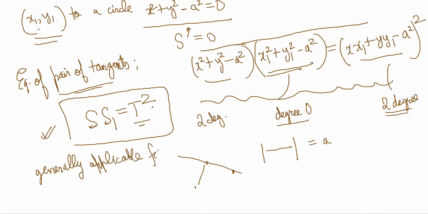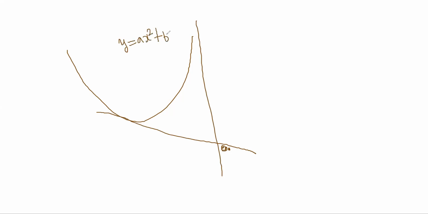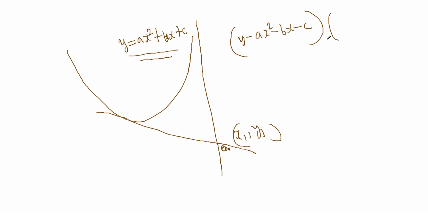Okay. For any 2 degree curve, even if you had a different curve, if you had a parabola also, the equation of the pair of tangents from this point would have been: parabola equation could have been whatever, and I would have done S1 is equal to T square from this point. So I would have done S as y minus ax square minus bx minus c. S1 would have been y1 minus a x1 square minus b x1 minus c.